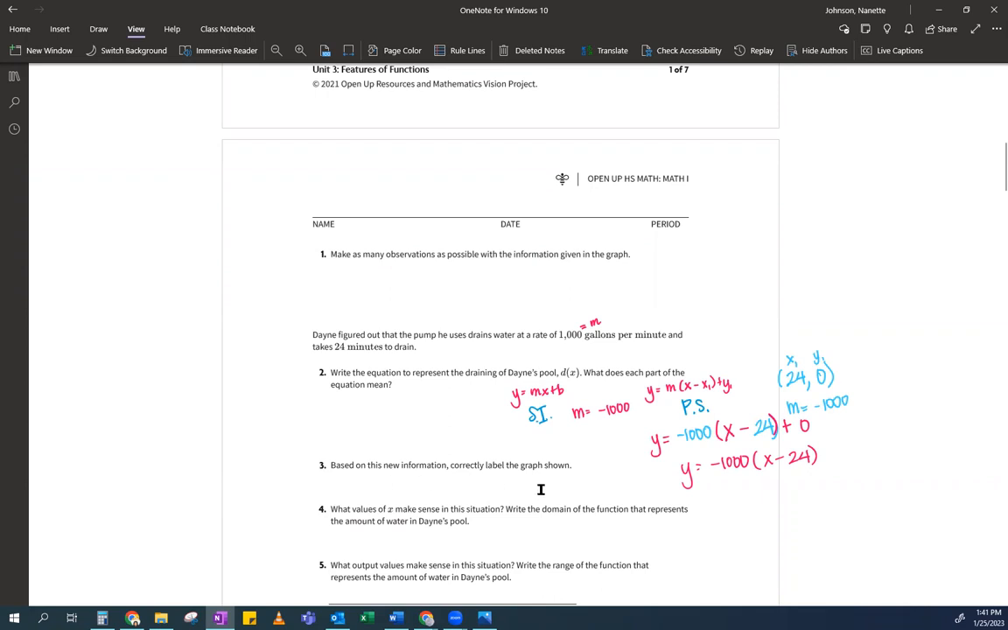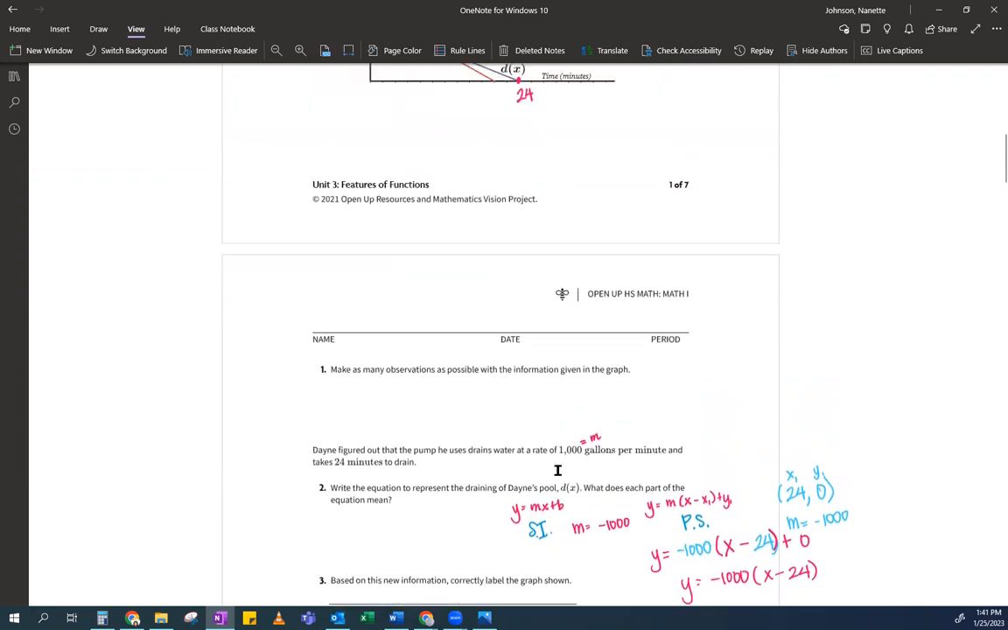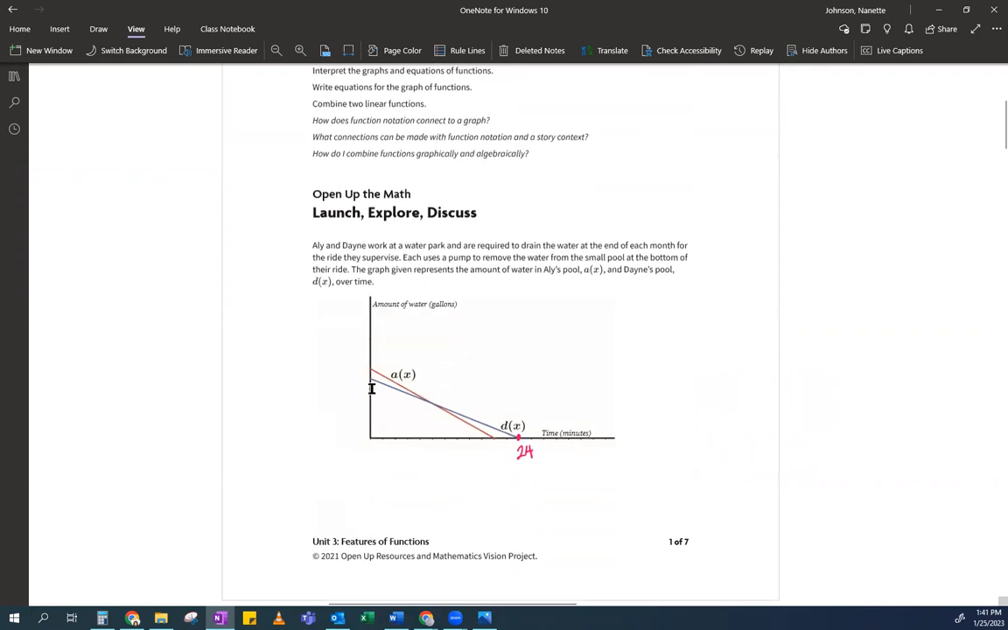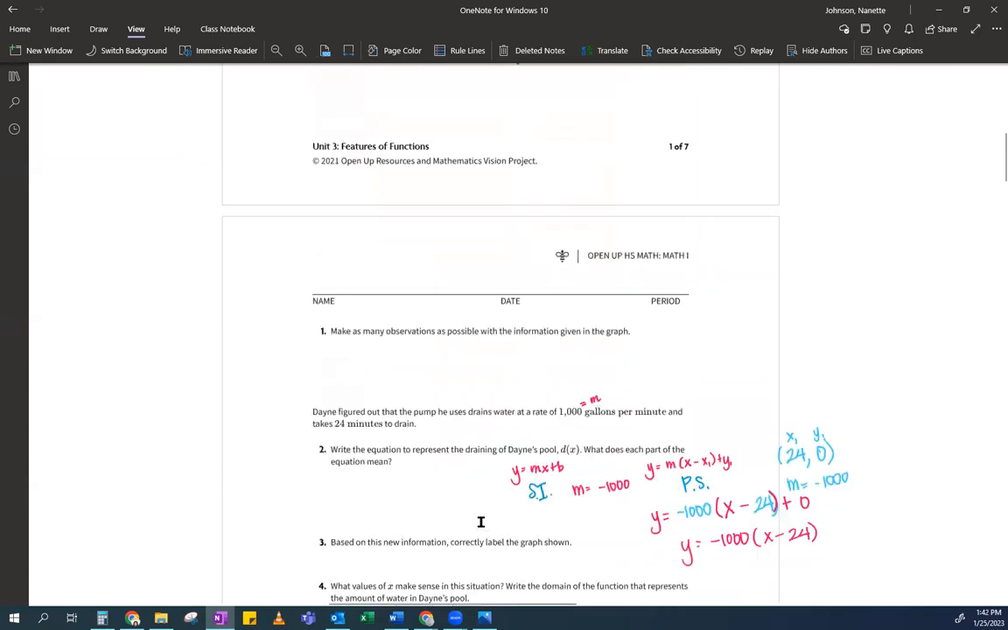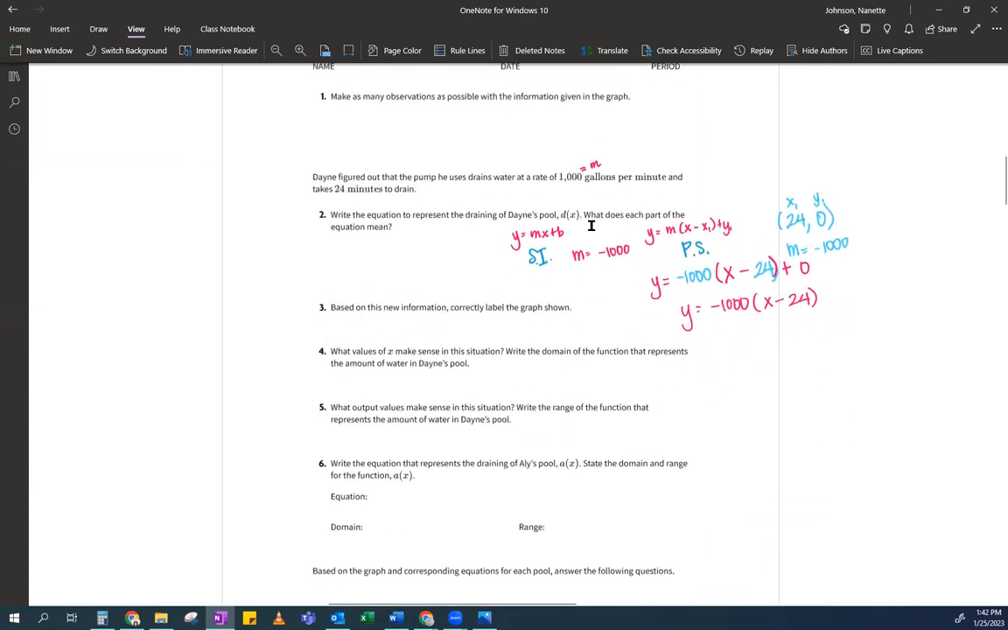Okay, very good. Based on this information, correctly label the graph shown, which we did. I want to know the y-intercept. Oh my gosh, you guys are talking about cheese right now. Okay, looking at my picture here, let go of the cheese for 2 seconds. Thank you. So how would I find out what my y-intercept is? How would I find my y-intercept looking at this?